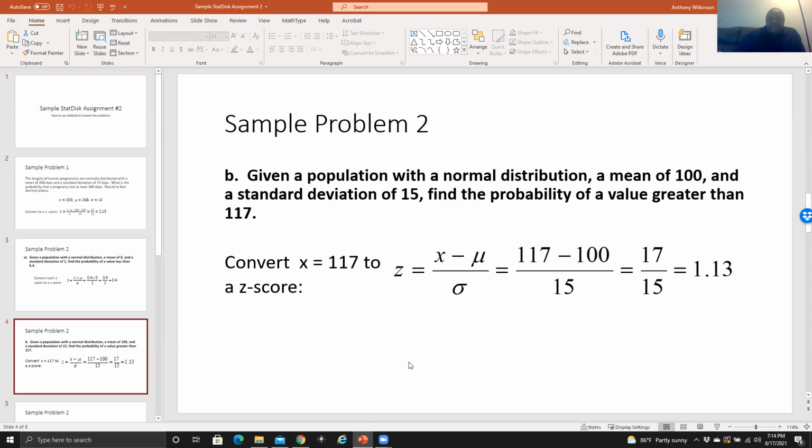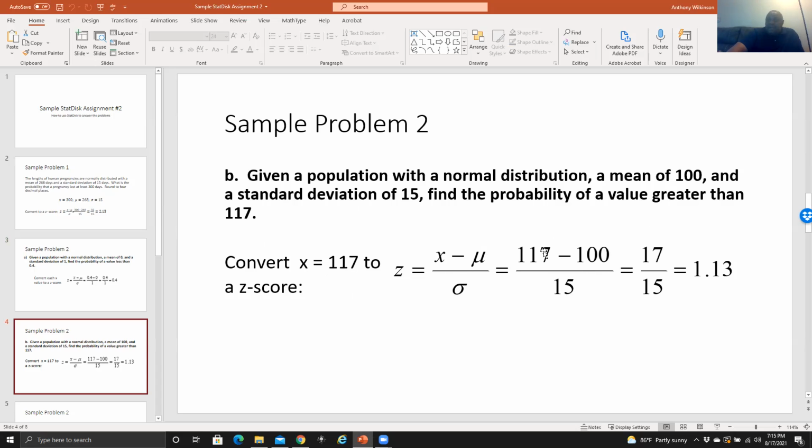Now part B, you're given a probability with a normal distribution, a mean of 100 and a standard deviation of 15. You want to find the probability of a value greater than 117. So this time we need to convert 117, which is going to be x, to a z-score, using this formula: z is equal to x minus mu divided by sigma. Here your x is 117, minus mu, which is your mean, 100, all divided by the standard deviation, sigma, which is 15.